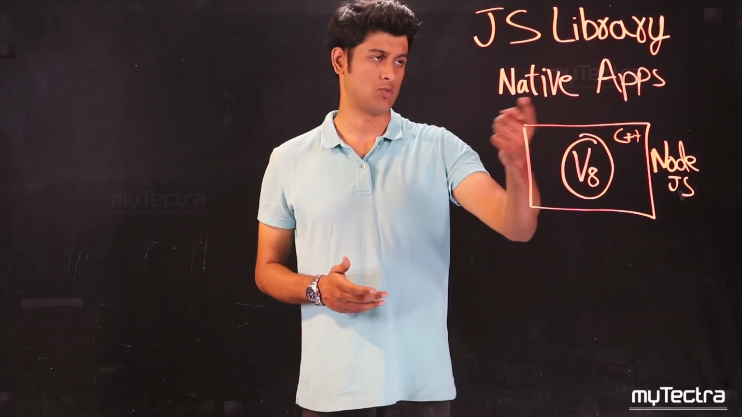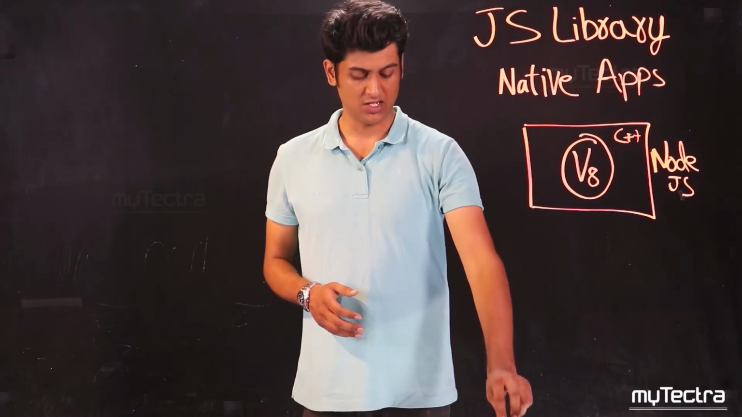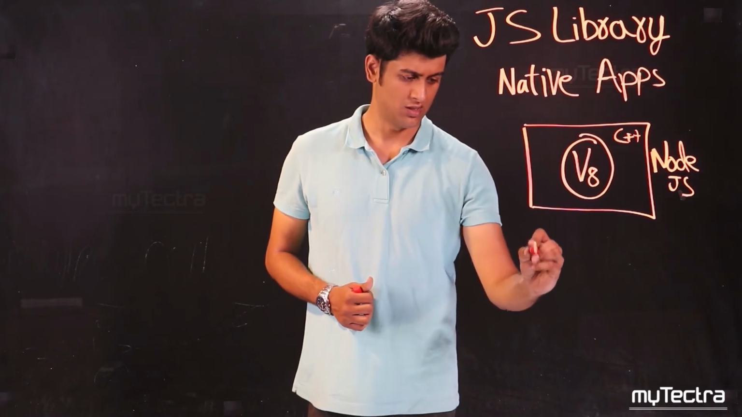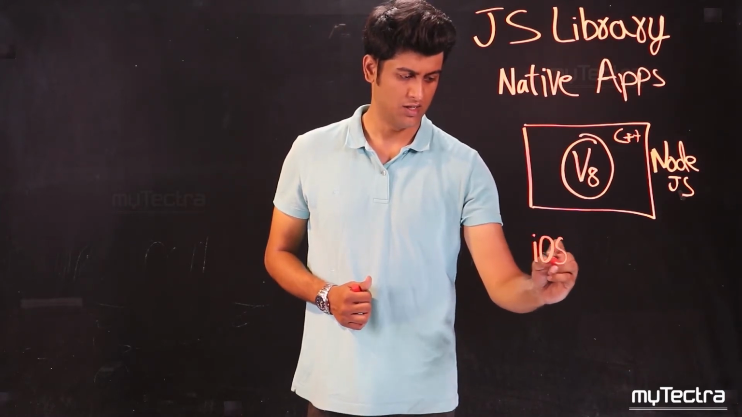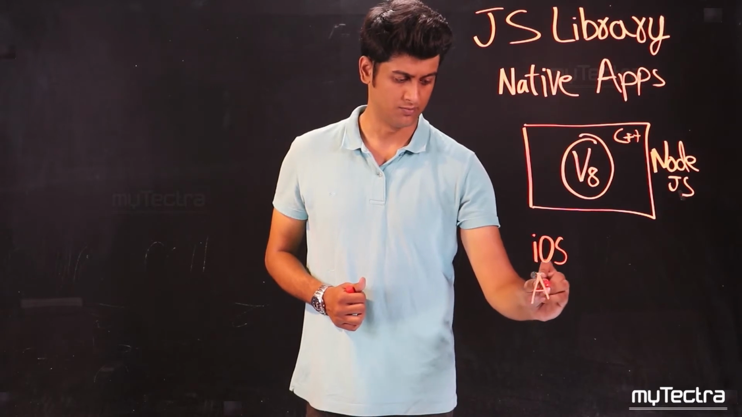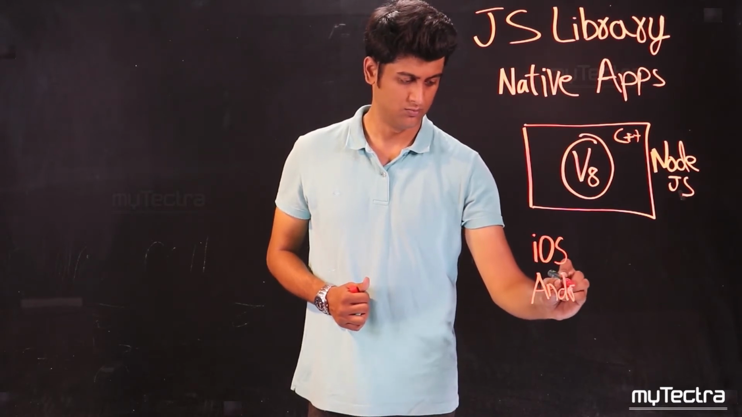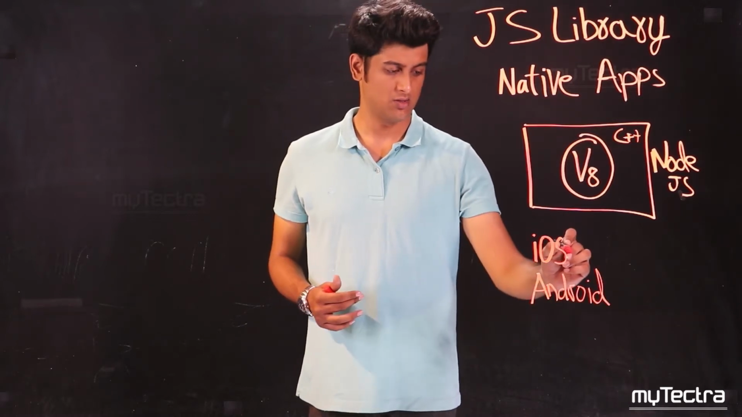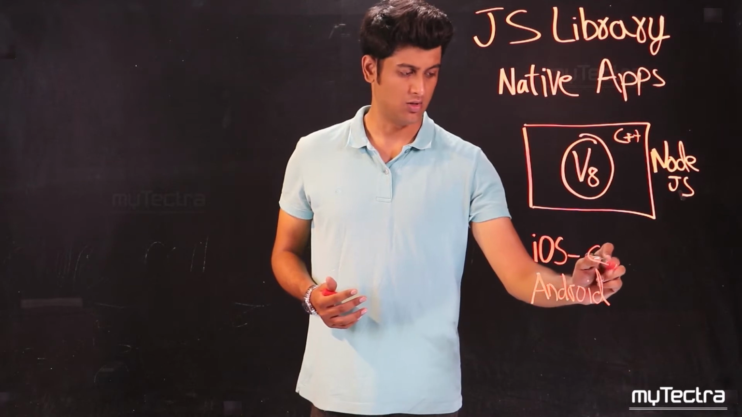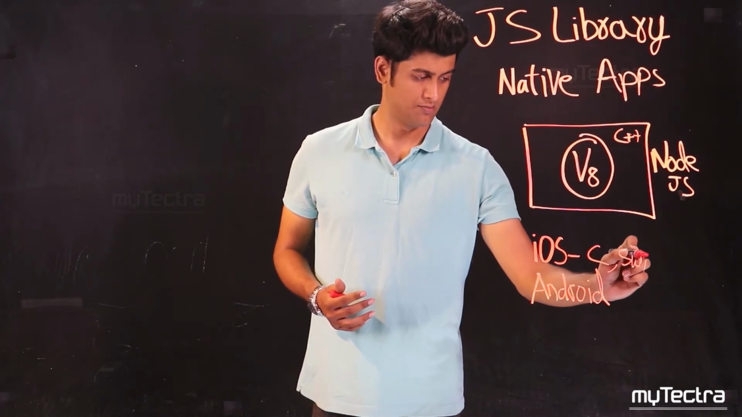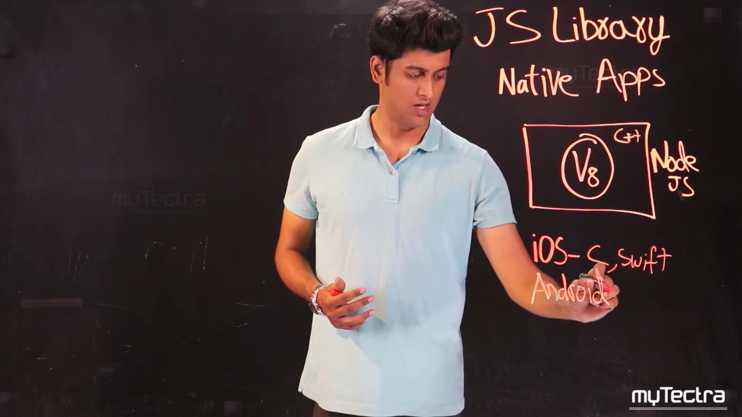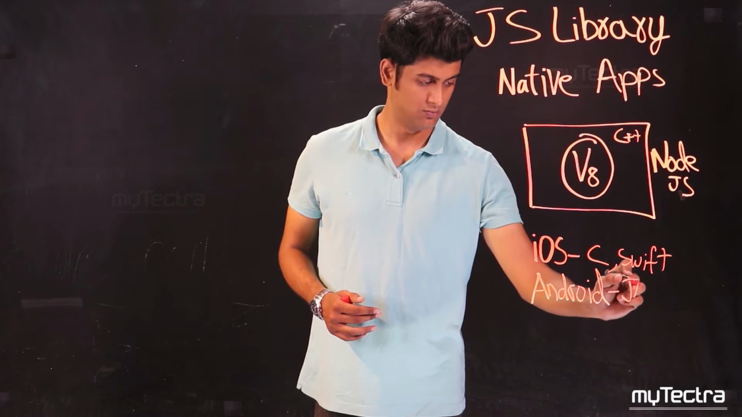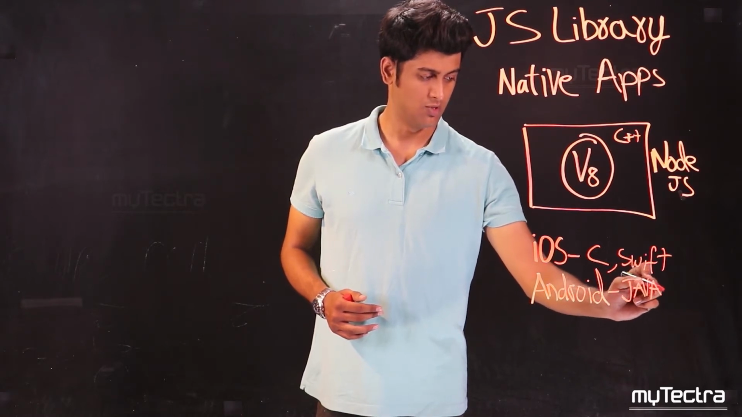Now let's talk a little bit about what are native applications. Native applications are ones that run on two platforms, essentially. One of them is iOS, and the other is Android. Now iOS uses either Objective-C or Swift, and Android uses either Java or a new language called Kotlin.